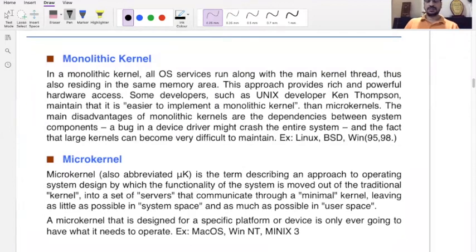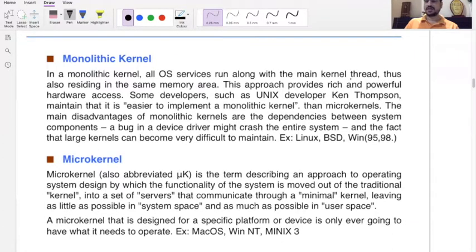So mainly we have two types of kernel. The first kernel is called monolithic kernel and the second kernel is called microkernel. Now what is the monolithic kernel? That we'll see first. In the monolithic kernel, all operating system services run along with the main kernel threads.